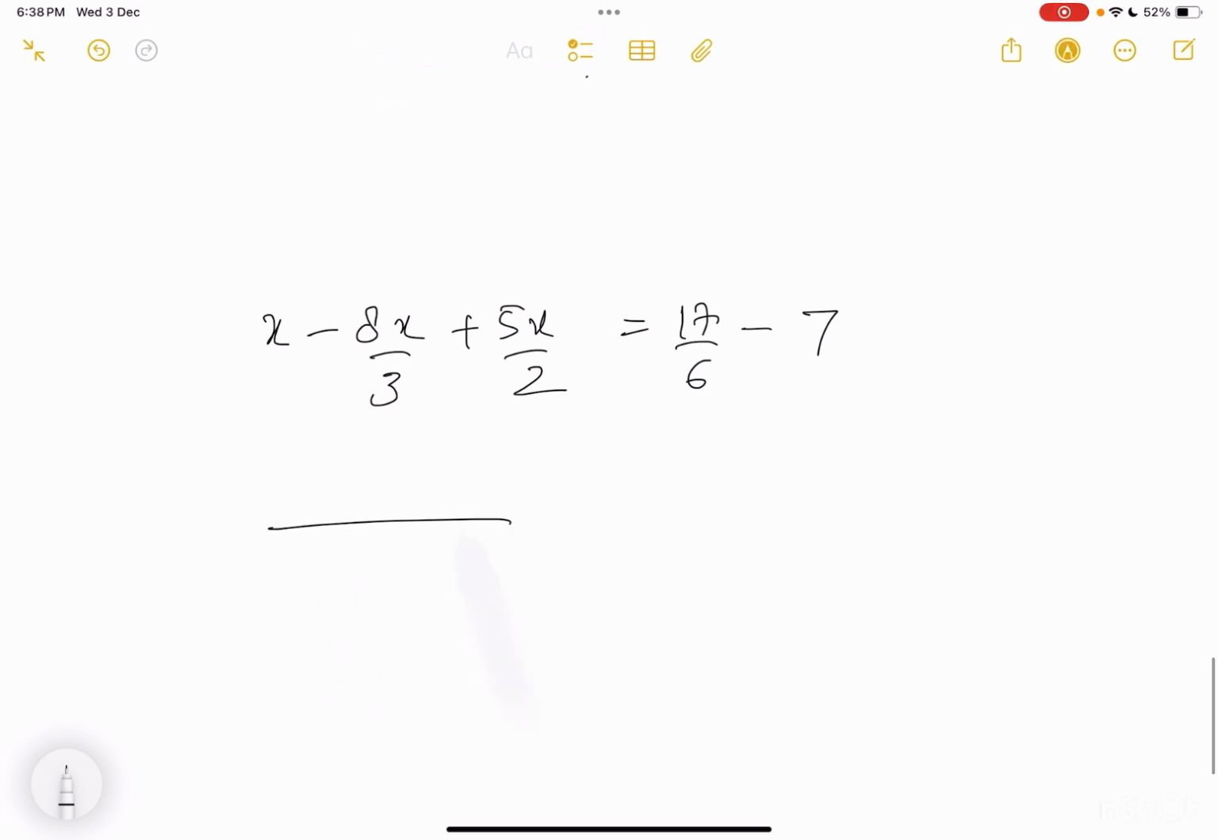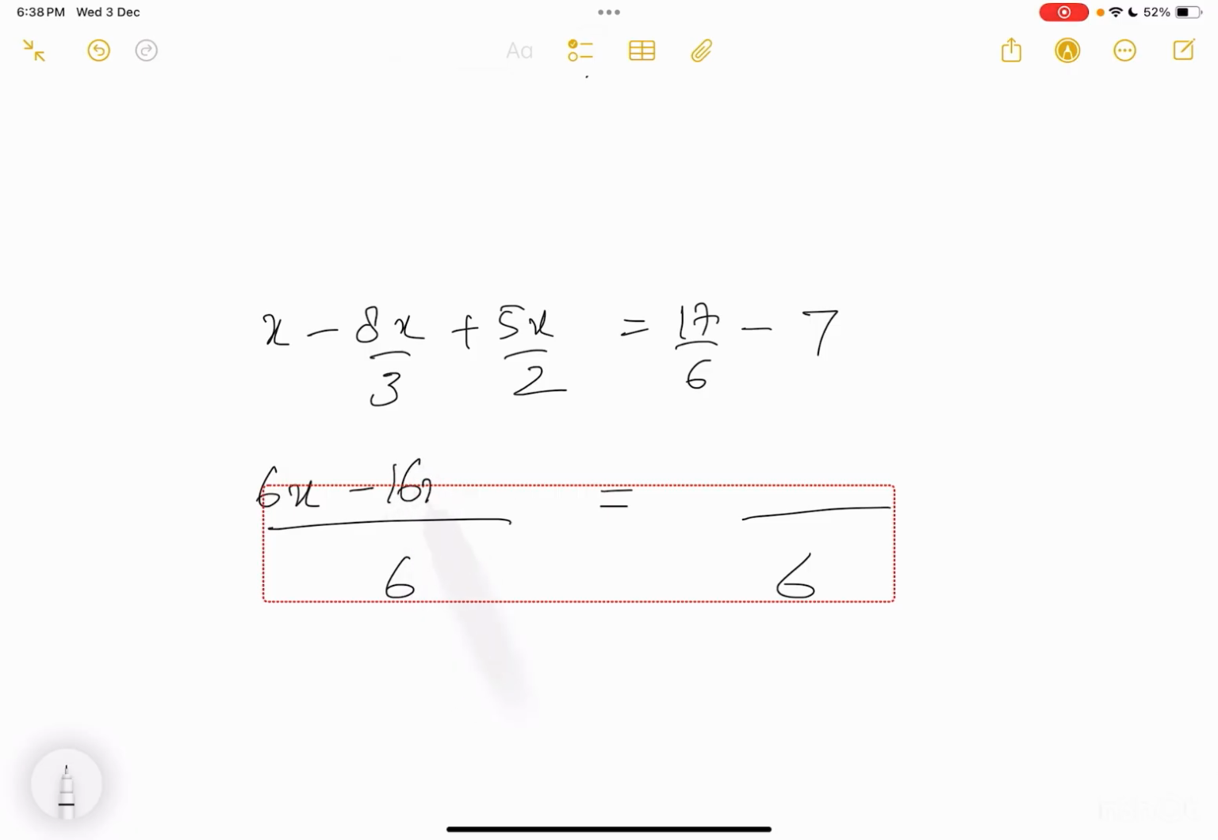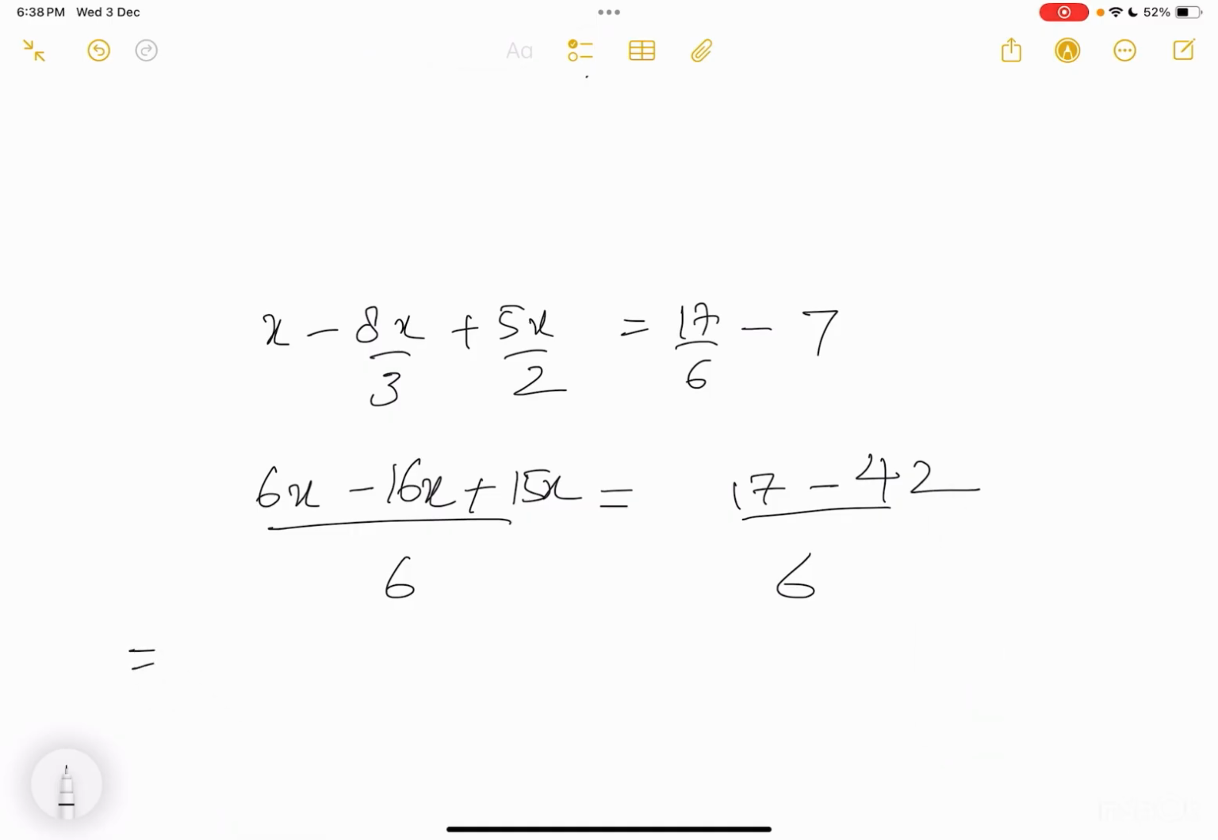Then we can take the LCM on both the sides. I'm just taking the LCM, I'm not doing anything, okay? This is 42. Then you can solve this. What is 21 minus 16? Okay, so this is 5x, and 42 minus 17 will be minus 25.